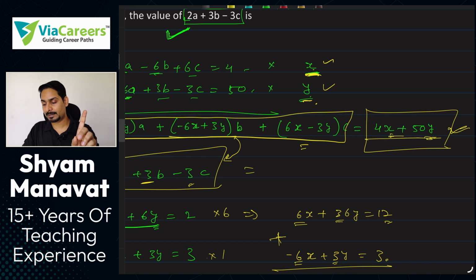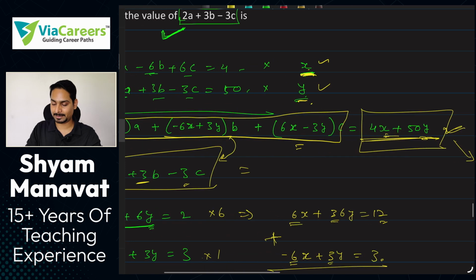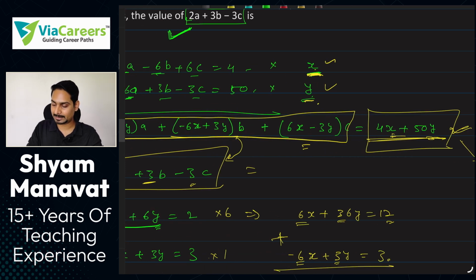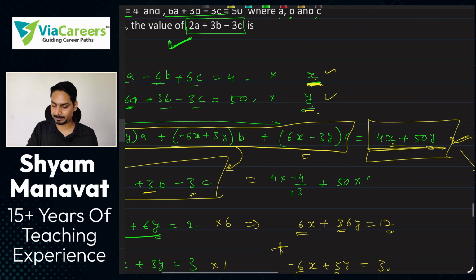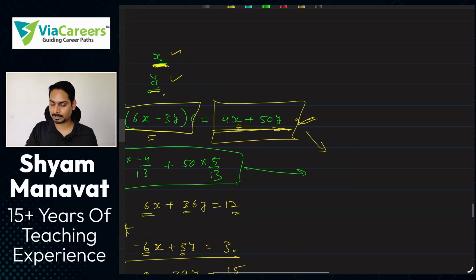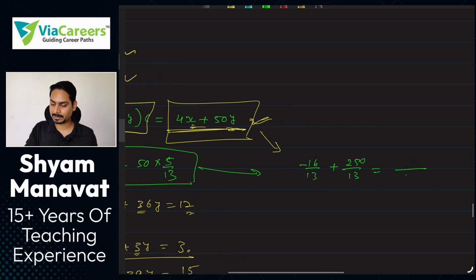So here I can directly take the right hand side and substitute the value of x and y and find the final answer here. तो यहाँ पे x और y का value मैं रखता हूँ. देखो क्या आ जाएगा वहाँ पे? 4 into what we got as the value of x, minus 4 upon 13. What we got as the value of y? क्या आया था? Yeah, 5 by 13. Okay, so multiply by 5 by 13 here. Okay, this is what we need to simplify. So if we simplify this further, what we get here? Minus 16 by 13, and here we get what? 250 by 13. If you simplify it further, you get 13 as overall.